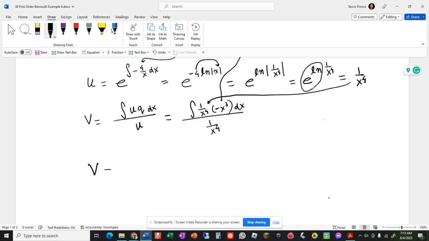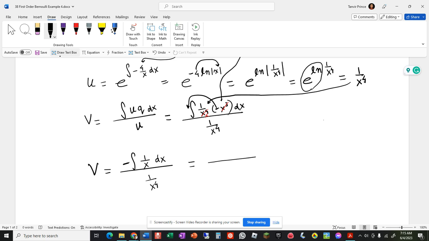So I get v equal to, so this negative I can bring it outside if I want. So I get negative integral of 1 over x to the 4 and x cubed. That's just 1 over x. You can see this x cubed I can cancel, and I have x in the denominator, right? Just 1 over x. And I put this negative outside. And I have a 1 over x to the 4. Let's copy that. So let's continue.